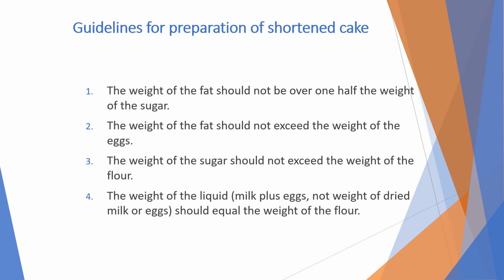The guidelines that can be followed for the preparation of shortened cake are: the weight of the fat should not be over 1/2 the weight of the sugar. The weight of the fat should not exceed the weight of the eggs. Although we never weigh eggs when we are preparing cakes, this is one of the very important points. If your baked product shows variation, eggs should be measured also. Sorry, eggs should be weighed also.